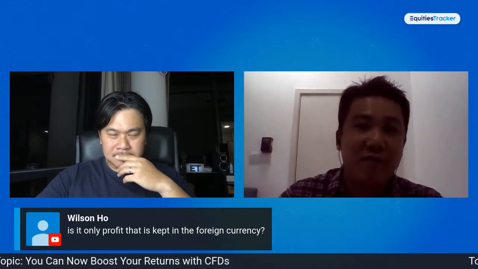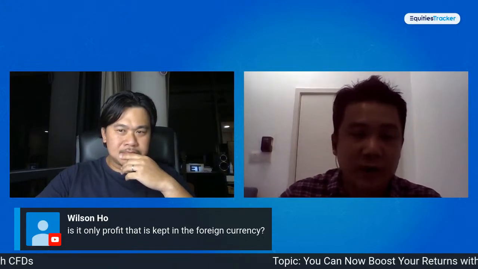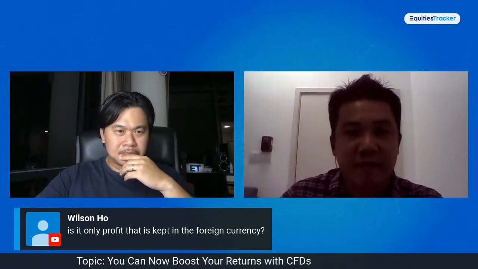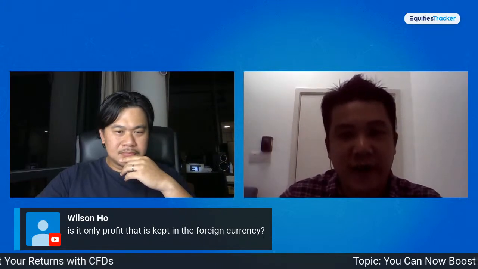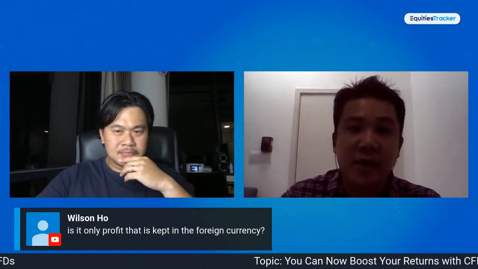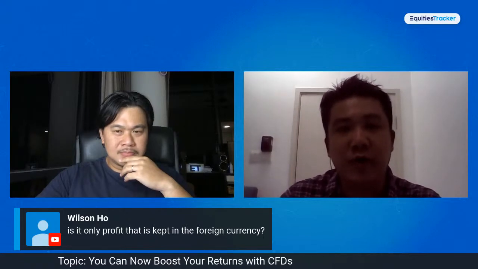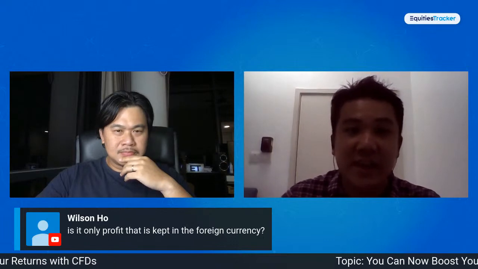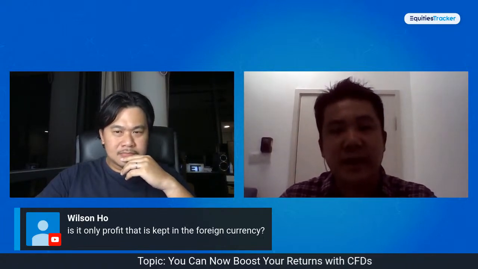Let's say you have losses because you put in the initial deposit in ringgit. So you will have a deficit in the foreign currency. You can always use the ringgit to do a forex currency transaction to cover the deficit in the forex currency. So actually, basically, they work the same.